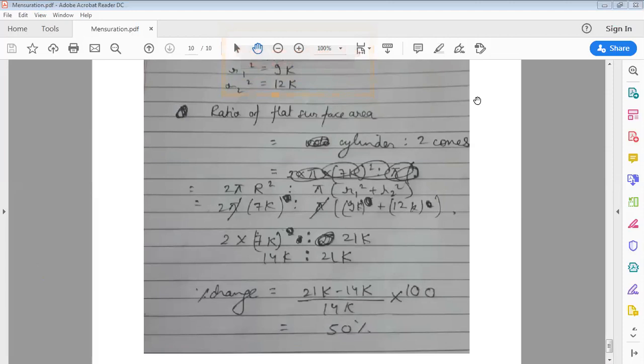So according to the question, what you have to calculate is the percentage change in the flat surface area before and after. Now we have the ratio of the later part and the earlier part. So we just have to calculate the percentage, and we can do it simply: 21k minus 14k, divided by 14k, because this is the earlier part of the question, into 100, and we get this answer, that is 50%.